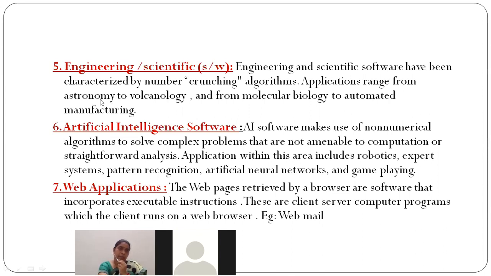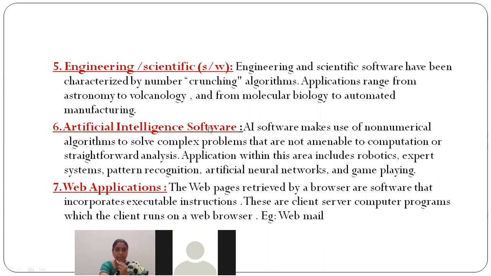Astronomy in the sense studying about the galaxies, studying about the planets, objects, all these things. There are some softwares used in that area. Astronomy industries softwares. Similarly, there are some softwares used in volcanology detections. So these softwares are related to some engineering purpose or scientific purpose. Similarly, there are some softwares related to molecular biology, automated manufacturing, all these things. So these are the set of softwares related to scientific and engineering purposes.